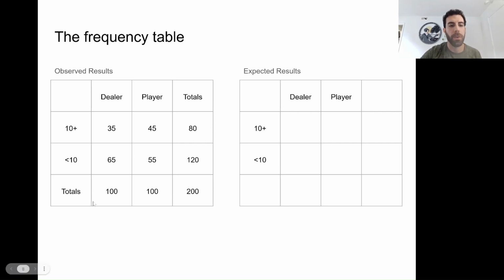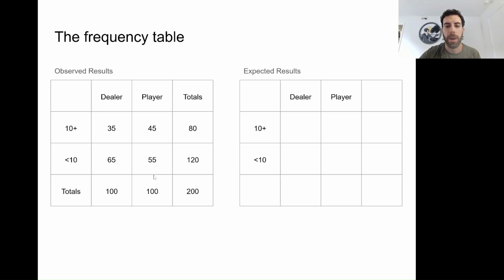So here's our totals, right? And as I said, the columns add up to 100 just to make the math easy. And then row-wise, we have 80 and 120. This isn't always going to be the case that the columns add up to the same number. Even in blackjack, this is very unlikely the case because sometimes a player will be dealt more cards than a dealer and vice versa. I just did this to make the math easy for this example.